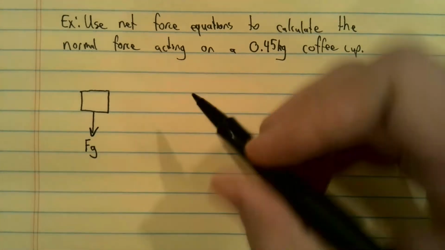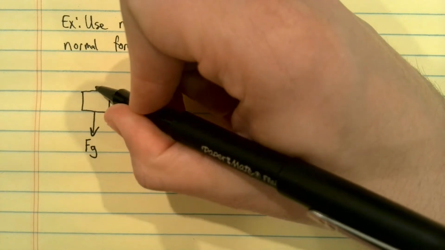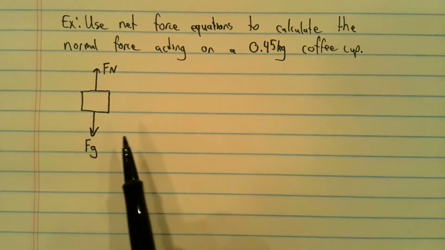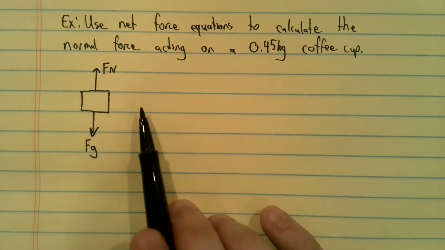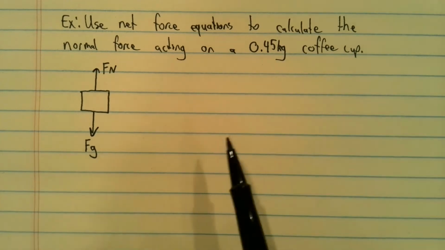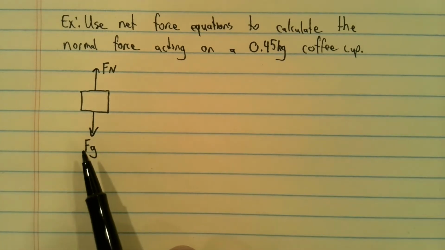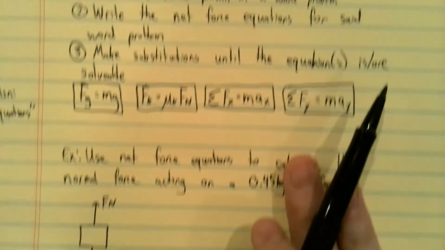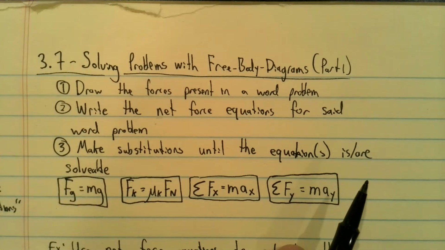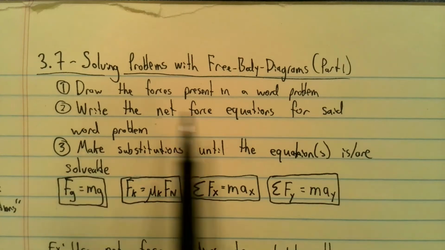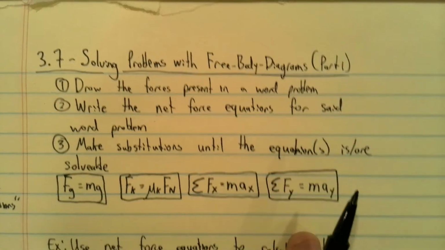So why isn't the coffee cup moving? There's a normal force balancing it out. I expect you to be able to draw this on your own based on the fact that the coffee cup is sitting on a table. You should know that gravity is pulling down, normal force is pushing up, and there's no other forces. That concludes step one in solving this problem. We've drawn the forces present. Now, we need to write the net force equations for this word problem.